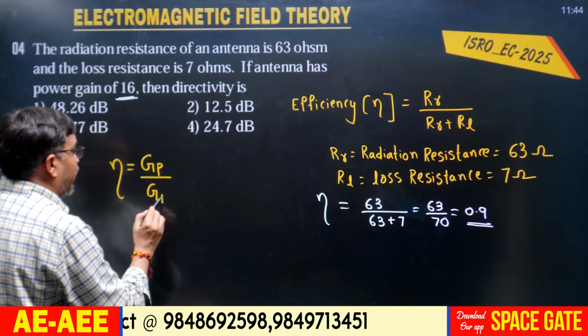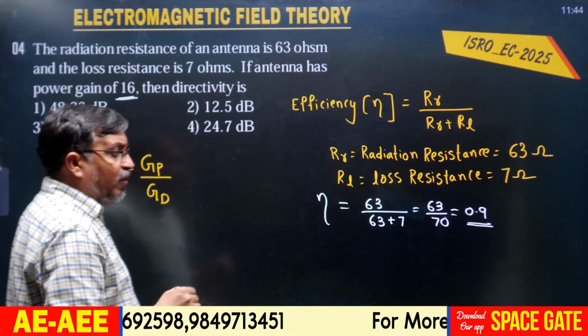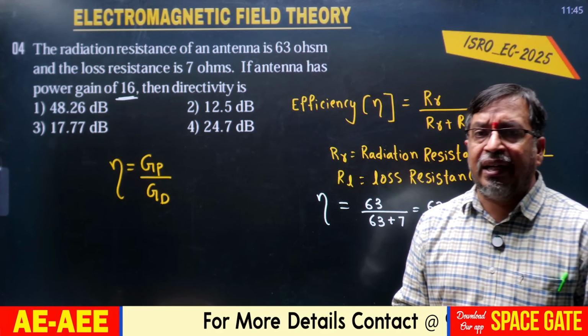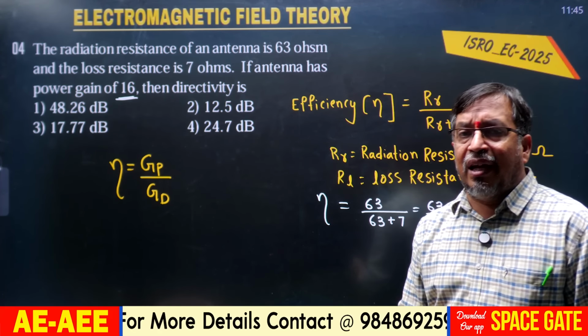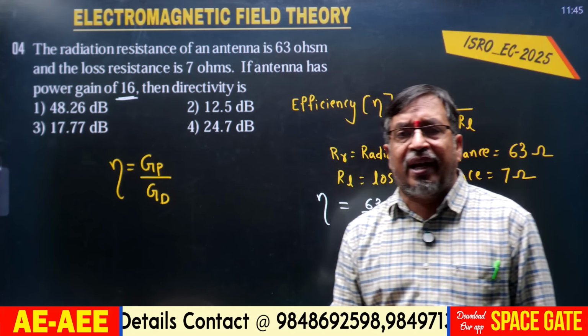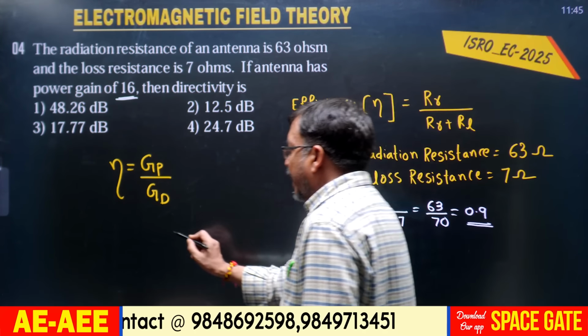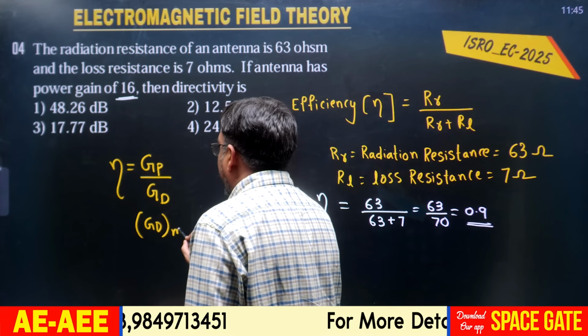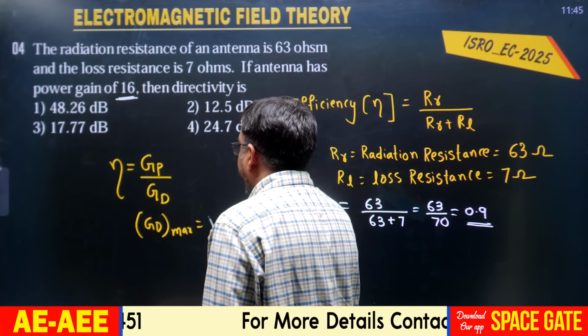GP by GD means what? It is the ratio of power gain to directive gain. Here we know that the maximum directive gain is known as what? Directivity. So I am writing the formula here. Maximum directive gain, that is GD max equal to directivity.